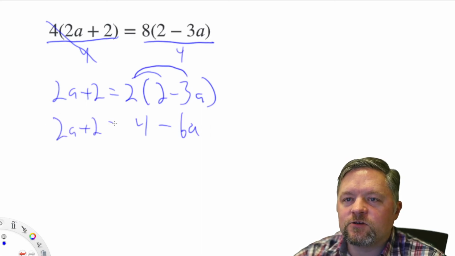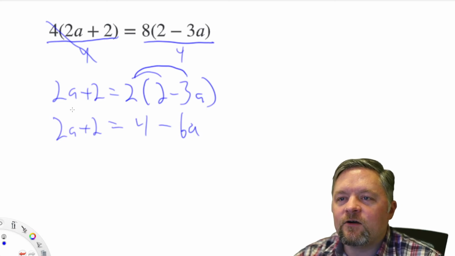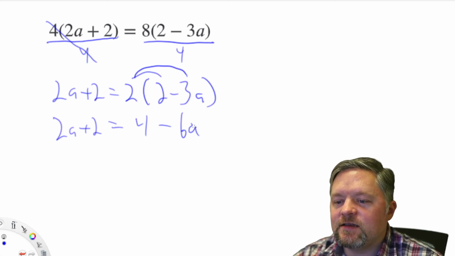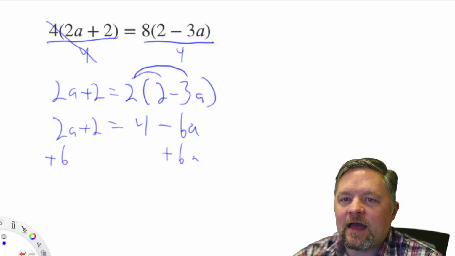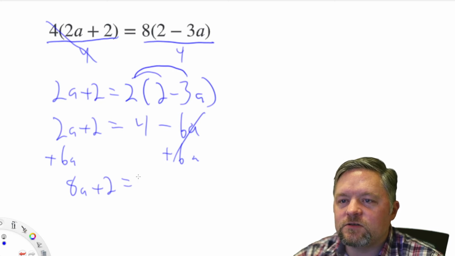2a plus 2. Now, which side has less a's? Negative 6 is way less than 2. So let's add 6a. Add 6a. Those will cancel. 2a plus 6a is 8a plus 2, because we didn't touch that, equals 4.